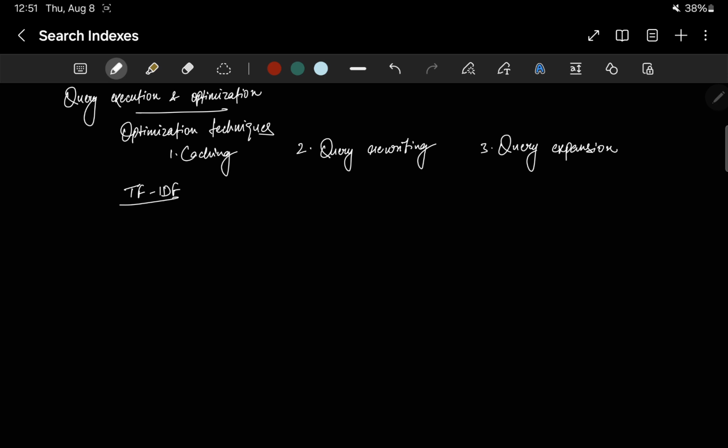TF-IDF and relevance scoring. In the last video, I told you that you don't need to know these things in more detail, and I explained why. Yes, I am not going to explain them in more detail. I will just give you an overview of this. So TF-IDF is a statistical measure used in information retrieval. Okay, TF-IDF is basically, TF stands for term frequency and IDF stands for inverse document frequency.